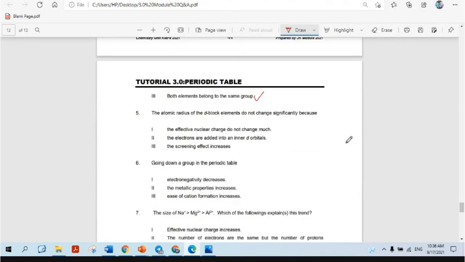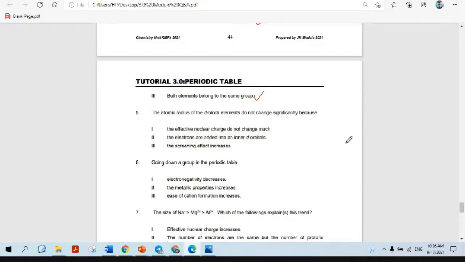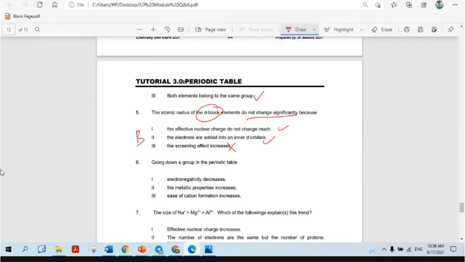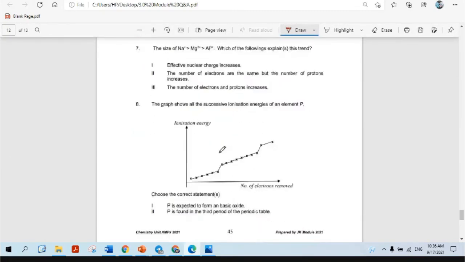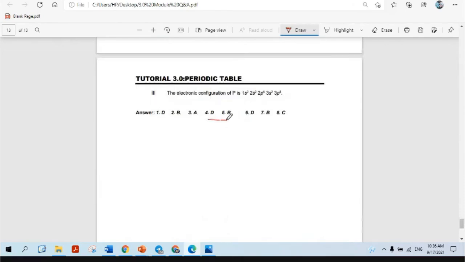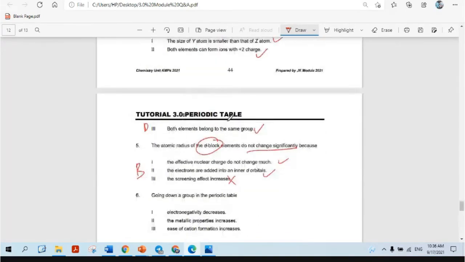Question number 5. D block. Do not change significantly. Yes. A is not related with screening effect. Electrons are added to the inner shell. Yes. The effective nuclear charge does not change much. So the answer is 1 and 2, which is B. Just now 1, 2, 3 is D. So 4 is D, 5 is B. You can do it by yourself actually and then check.